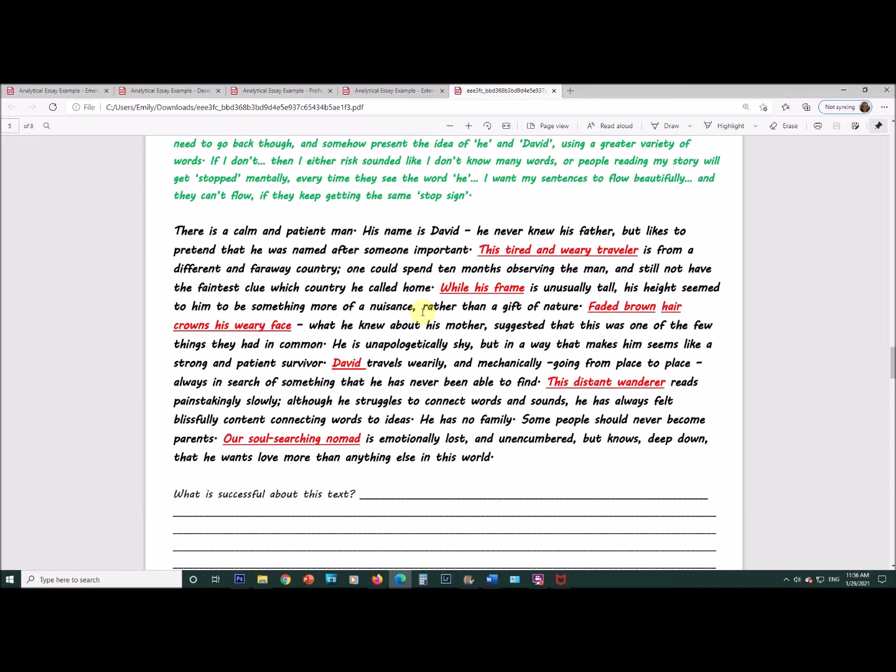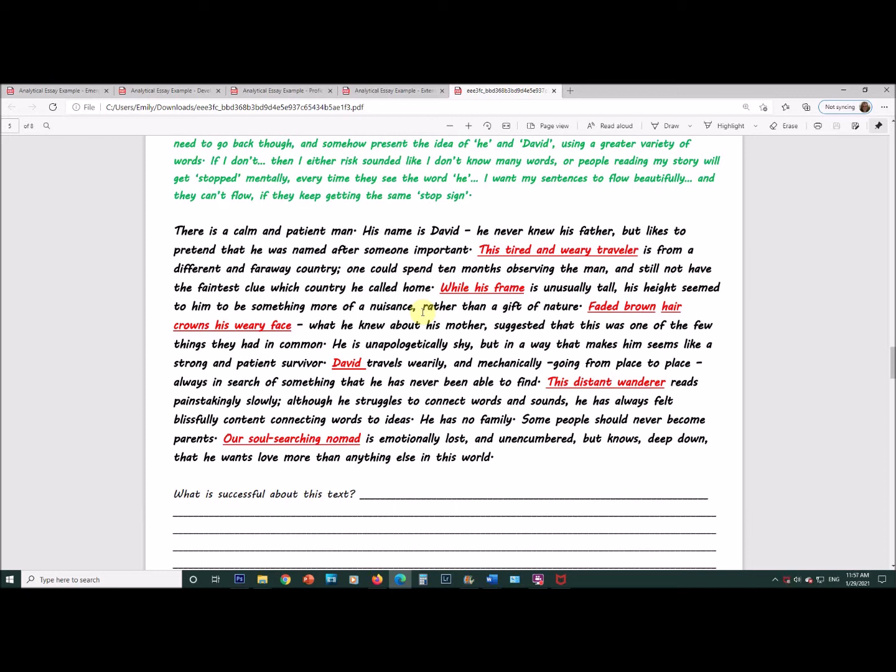He is unapologetically shy, but in a way that makes him seem like a strong and patient survivor. David travels wearily and mechanically, going from place to place, always in search of something that he's never been able to find. This distant wanderer reads painstakingly slowly. Although he struggles to connect words and sounds, he has always felt blissfully content connecting words to ideas. He has no family. Some people should never become parents.